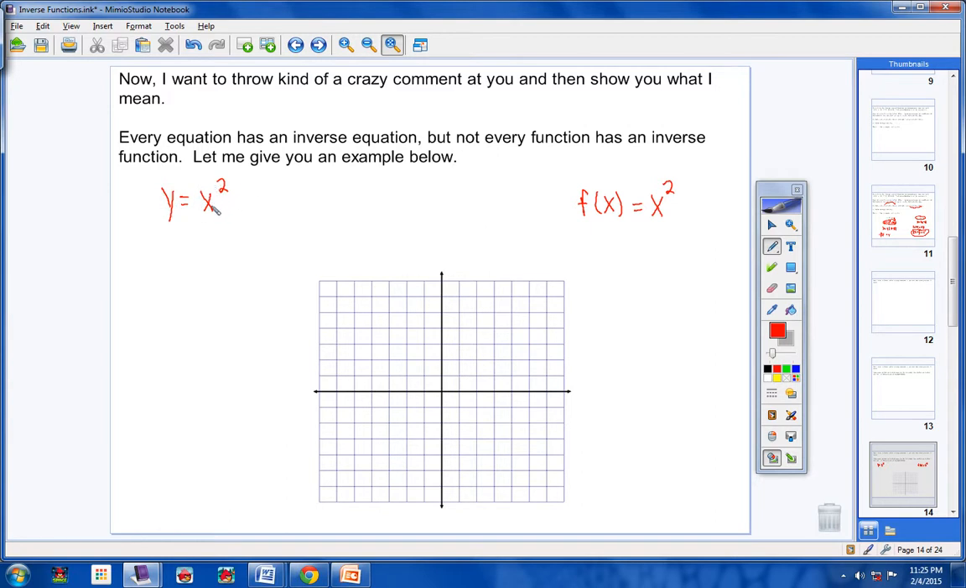But the point I'm trying to make is this. If I give you an equation, every equation has an inverse equation, okay? Let me show you. If I were to graph this, here's what I would get. Okay, got it? Now, if I were to graph the inverse of this, it would look like this.